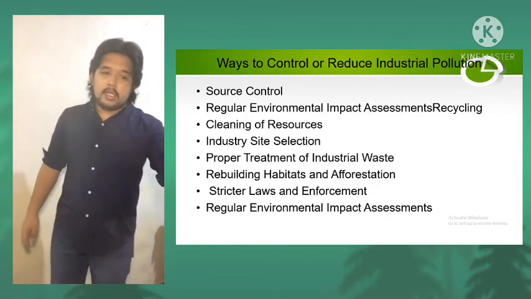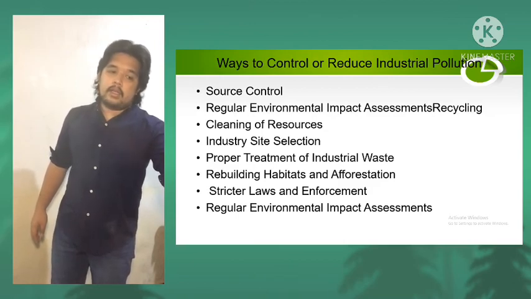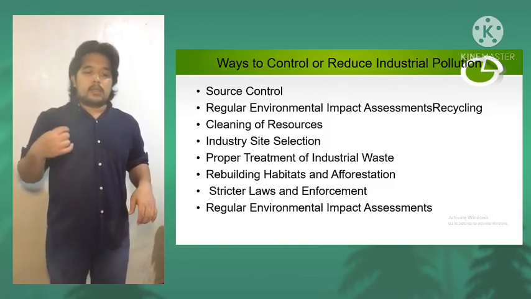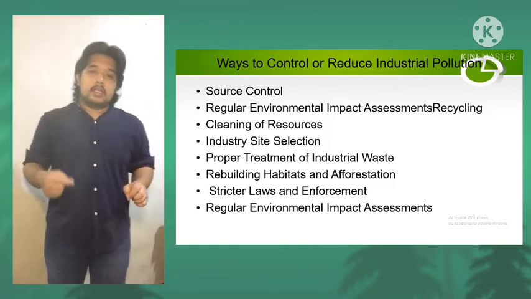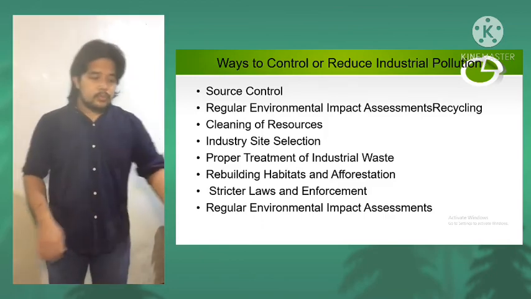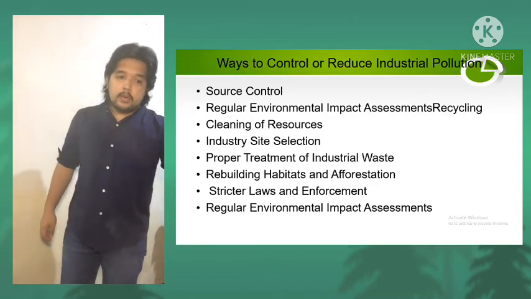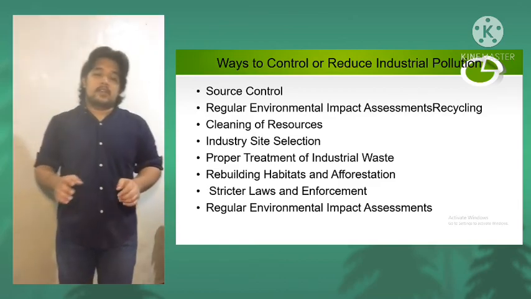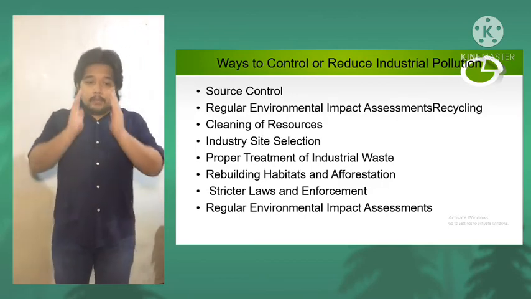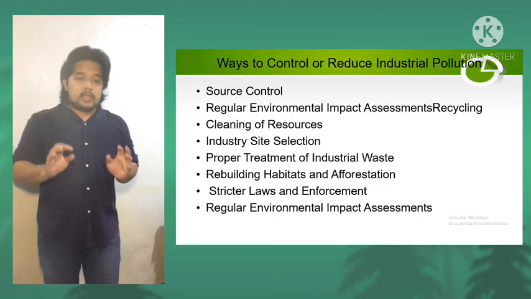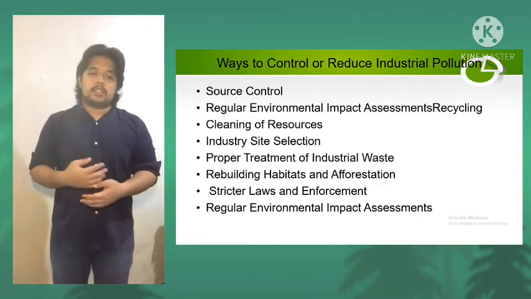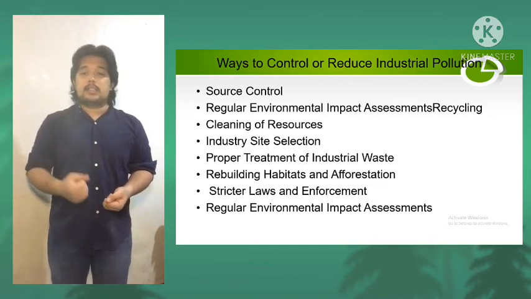Fifth is proper treatment of industrial waste. By developing and implementing adequate treatment facilities for handling industrial waste, and proper habits, pollution can be reduced. Sixth is rebuilding habitats and afforestation. Rebuilding habitats by planting more trees and plants can help give wildlife back their homes. And the trees can help purify the air with enough oxygen and act as a buffer against the environment.